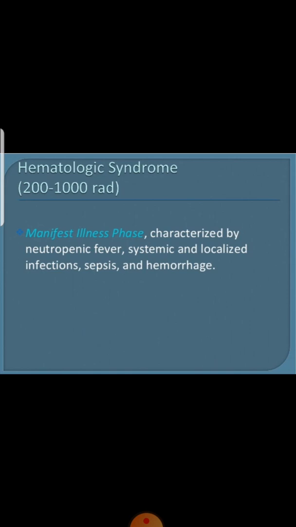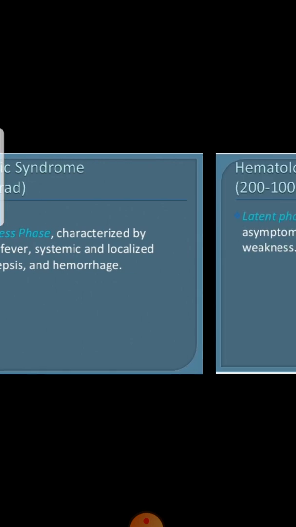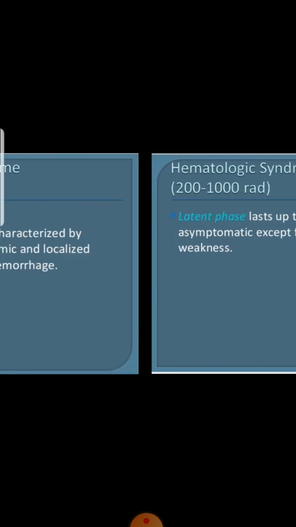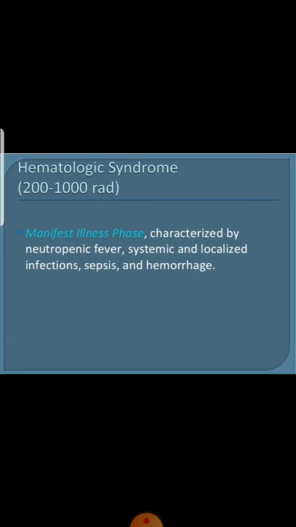Next, we have the manifest illness, but before discussing the manifest illness, just remember that there can be some signs and symptoms in the latent period, as we discussed here, that the patient may experience fatigue and weakness, but if we perform a blood test of that patient, then we can find that there will be a reduction in the white cells, red cells, and the platelets of the patient.